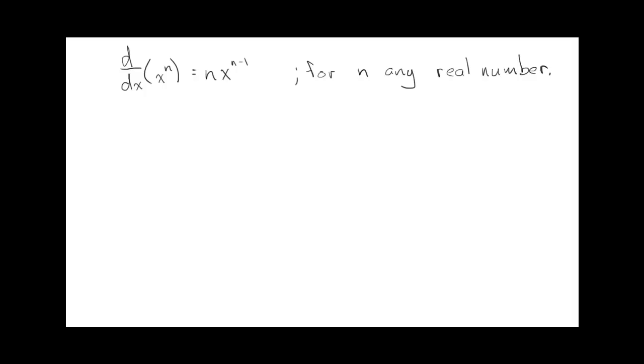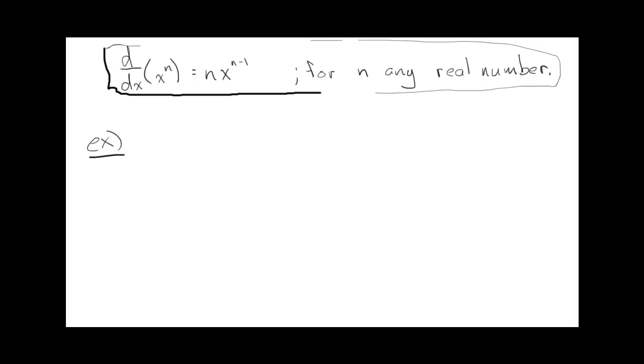Okay, so this rule that we had stated, I think I mentioned that it works for any real number, not just integers. So let's look at some examples of what I mean by that. Any real number means, well, let's do another integer. It works for negative numbers too. So let's say f of x is 1 over x cubed, and you want to find f prime. Then just think of f of x as, remember, x to the power of negative 3.